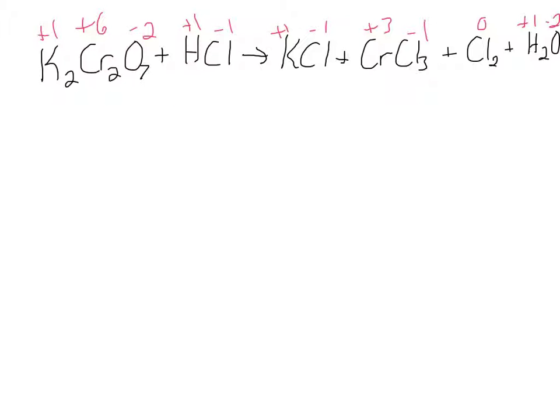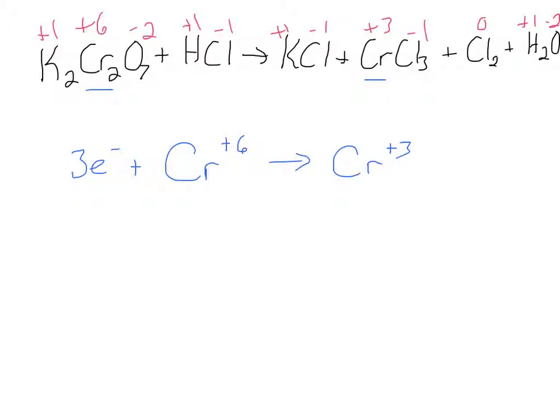The Cr has a +6 on the left and a +3 on the right, so that's going to be one of mine. So Cr +6, arrow Cr +3. The difference between +3 and +6 is 3, so I need 3 electrons, and those are going to go on the reactant side. Now oxygen, I've got -2 everywhere on both sides.